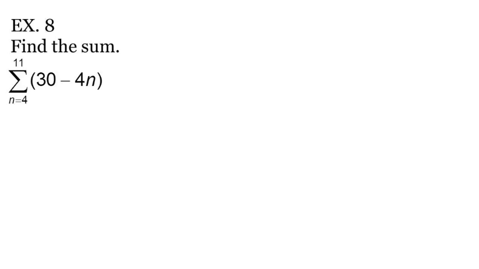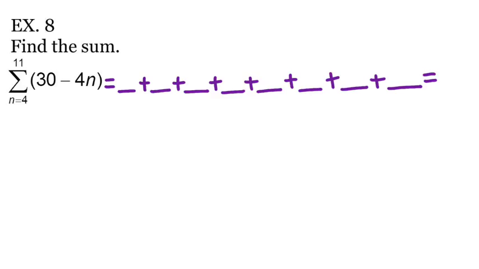Last example, this one is the sum of 30 minus 4n from 4 to 11. So we're going to start at 4 and stop at 11. So I've written out all of my blanks that I'm going to find the sum of from 4 to 11, find each of those values, and then plug them in.